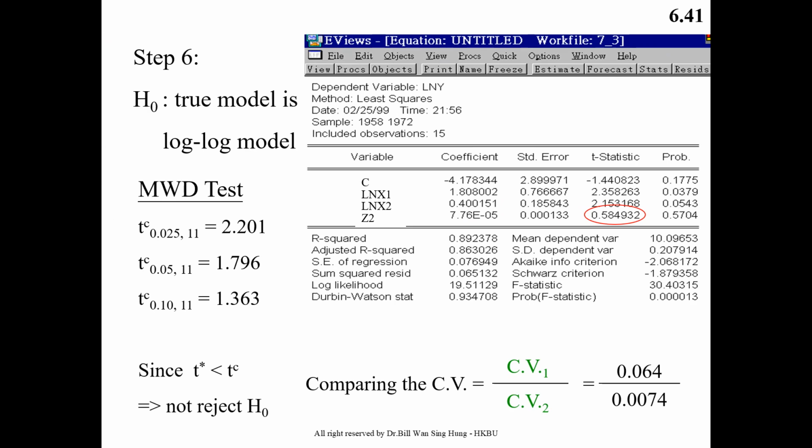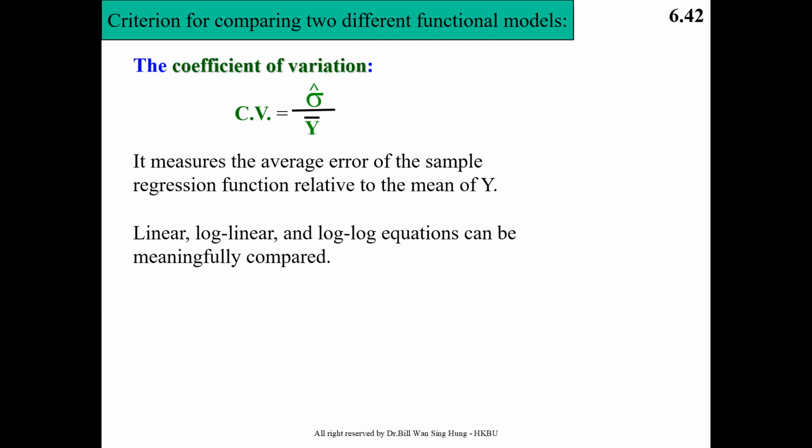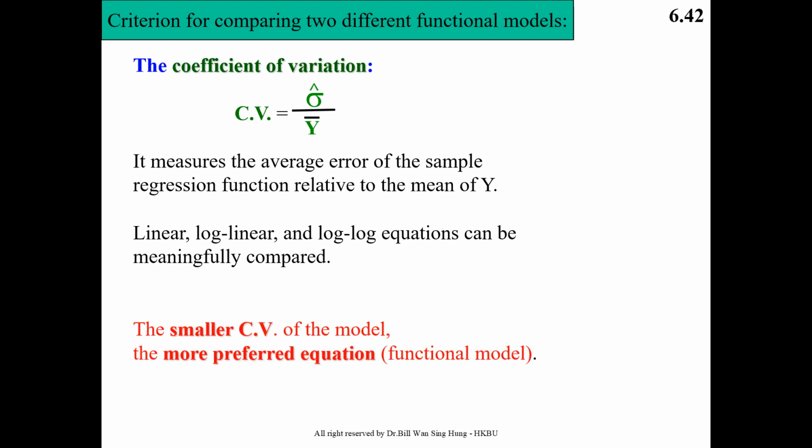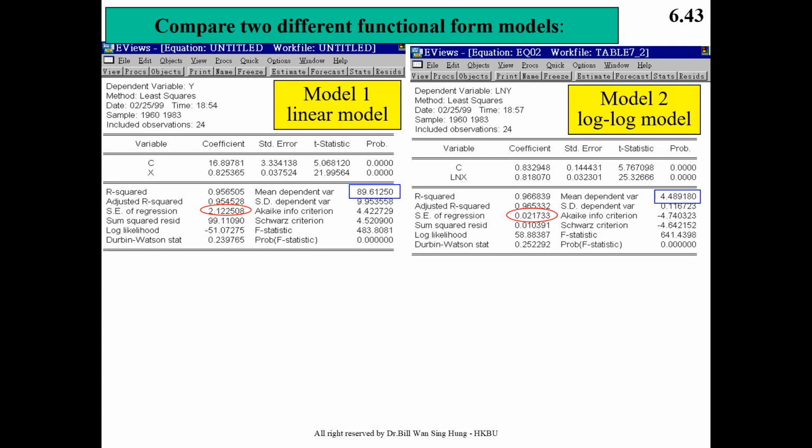And here we can compare the coefficient of variation for model 1 and for model 2. The criterion for comparing two different functional forms is the coefficient of variation. It measures the average error of the sample regression function relative to the mean of y. Linear, log-linear, and log-log equations can be meaningfully compared. So the smaller the CV of the model, the more preferred the functional form.